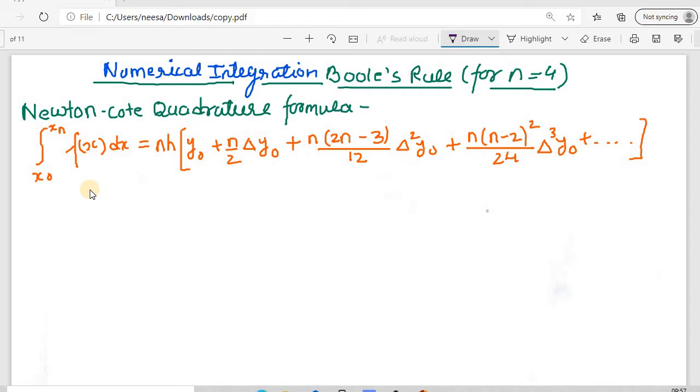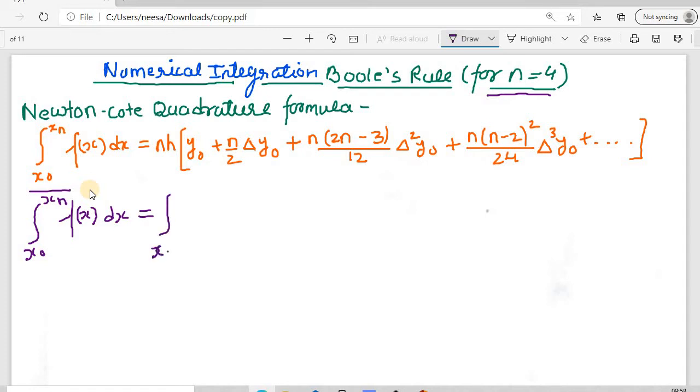So let's see Boole's rule, which is for n is equal to 4. This is the Newton Cotes quadrature formula. We will be using it to derive Boole's rule. Like in the other formulas, we can subdivide this larger integration into smaller integrations. Here, for n is equal to 4, the division would be in intervals having a difference of 4. So let's see how we can divide this x0 to xn into smaller intervals.